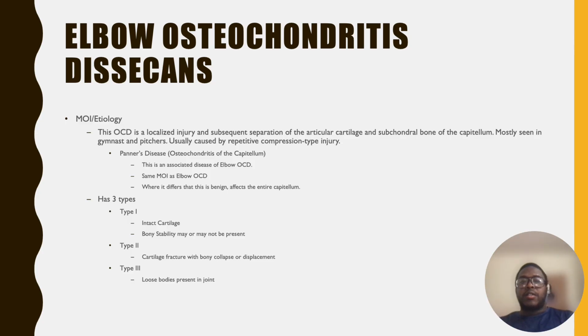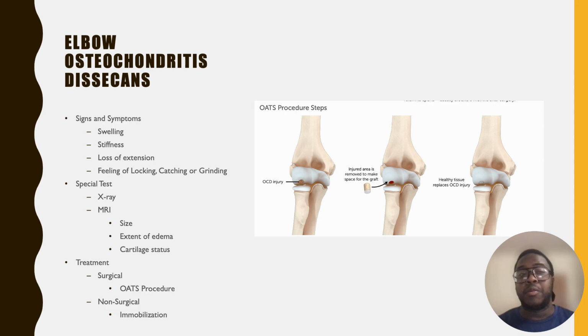And this injury has 3 types. Type 1 is where the cartilage is intact and bony stability may or may not be present. Type 2 is where the cartilage fractures with bony collapse or displacement. And type 3 is a loose body present inside the joint. So for signs and symptoms, we have swelling, stiffness, loss of extension, and a feeling of locking, catching, or grinding. Special test would be X-ray, and in this case also MRI, which looks at the size, the extent of edema, and cartilage status.